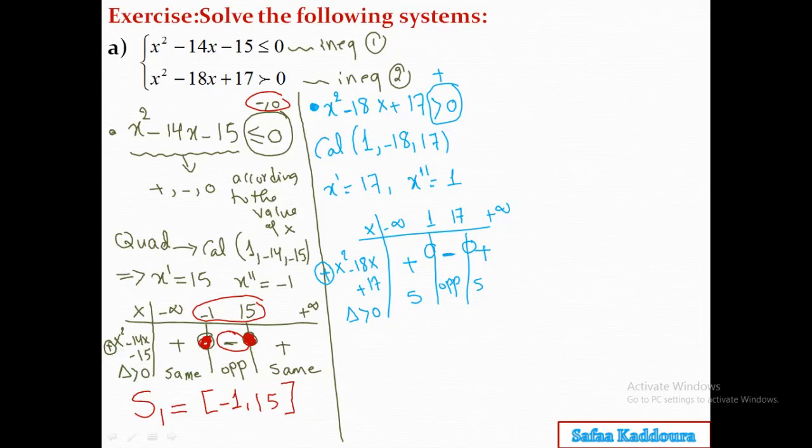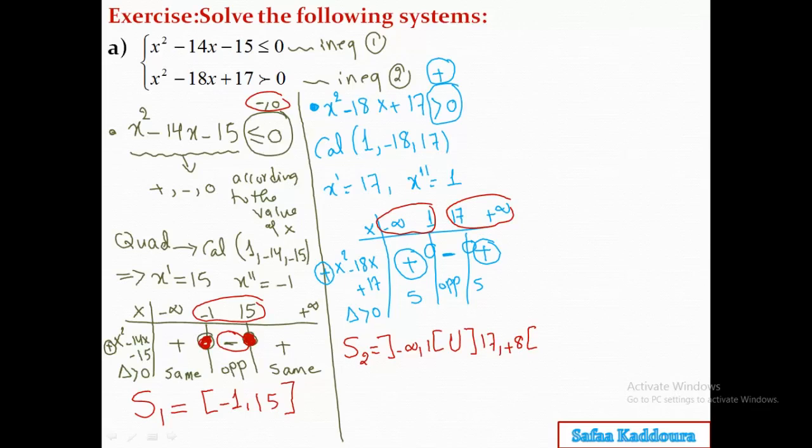Now I want the positive sign, it is here. This is the first one and this is the second one, but keep in your mind we don't have or equal, so the intervals will be open. So the solution 2 for this inequality is the first plus from minus infinity to 1, open interval, because we don't have or equal 0, and at minus infinity and plus infinity it is always an open interval. Union, the second positive is from 17 to plus infinity.